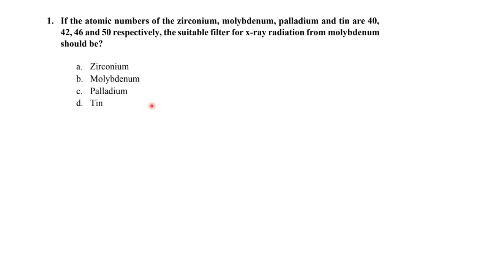Here the least atomic number is 40. So that's why we will use zirconium as a suitable filter for the XRD radiation from molybdenum, because there is a difference between these two. The difference is very small basically, but still that is a suitable filter for the XRD radiation.